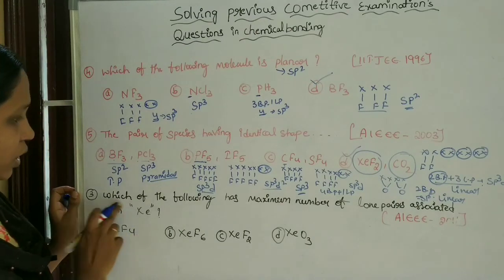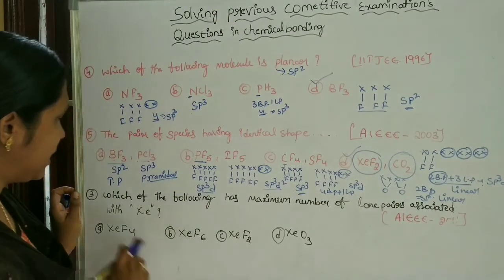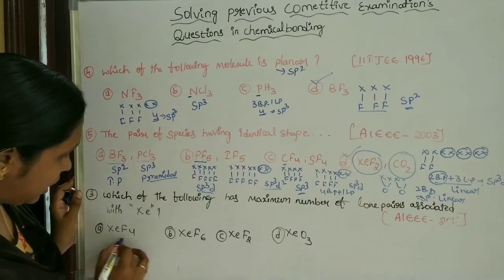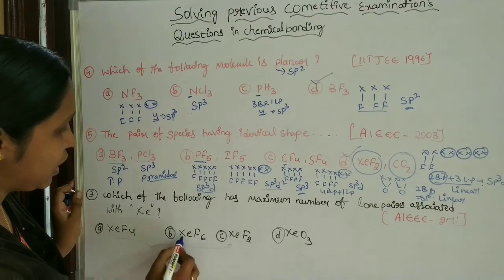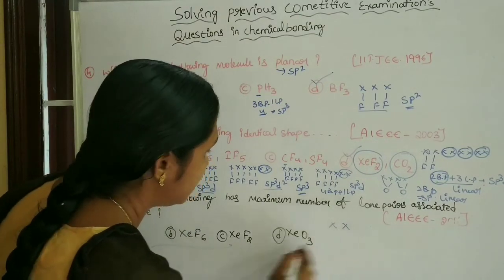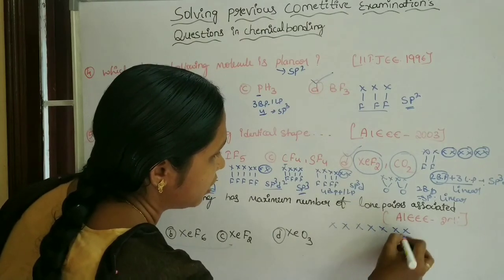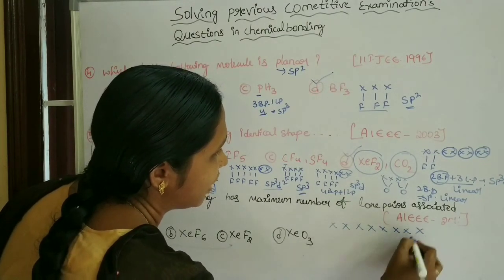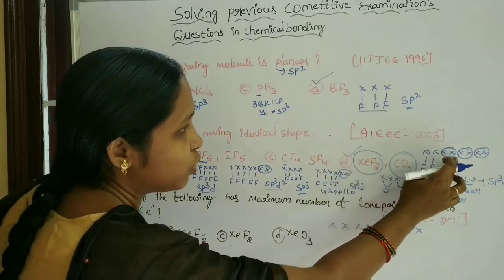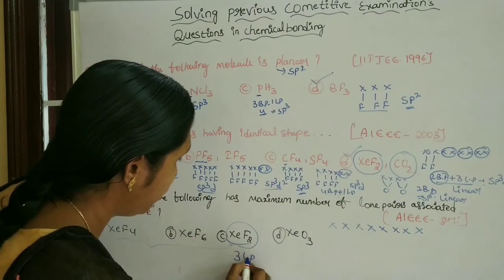And see the next one. Which of the following has the maximum number of lone pairs associated with xenon? See in these options: XeF4, XeF6 and XeF2. Xenon is the 8th A group element, so it has 8 valence electrons. We already saw XeF2 above. It shows 3 lone pairs of electrons.